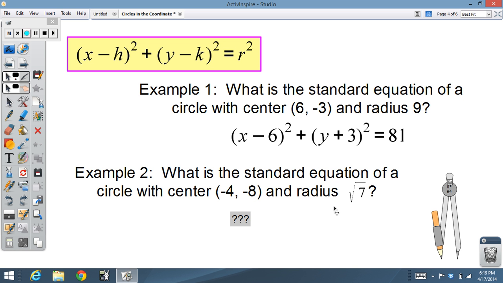Okay, sometimes they're going to throw one in at you like this, where we've got a square root for a radius. Okay, h, k, r, but that makes it easy actually. When we square this r, it's going to turn into a 7, right? We end up with (x + 4)² + (y + 8)² = 7. And we have an equation for that circle with a center at (-4, -8) and a radius of whatever that is, 2.5-ish. All right.